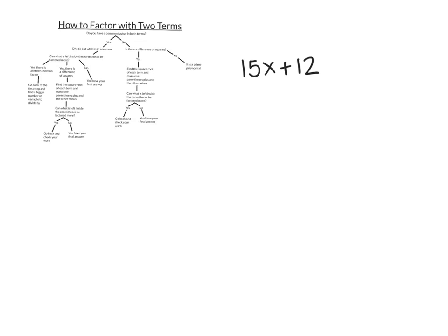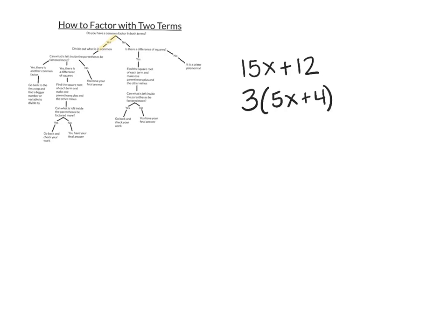The first example, 15x plus 12. So I'm going to start off with the first question, do you have a common factor in both terms? Yes, I do. So I'm going to continue along this path. So then I'm going to divide out what is in common. In 15 and 12, I can divide both terms by 3. And I would be left with 5x and a positive 4.